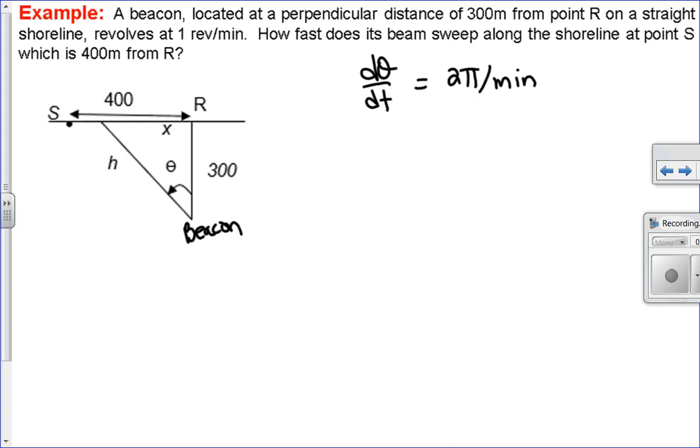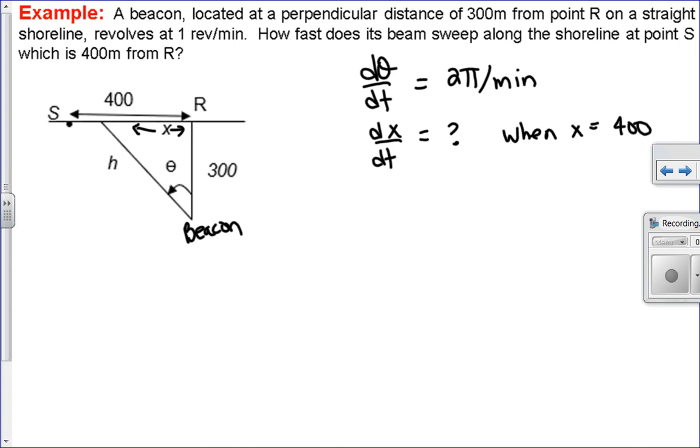How fast does the beam sweep along the shoreline at point S? So we're looking at this distance here for X. How fast does that change? And we want to know how fast does it sweep along the shoreline at point S, which is 400 meters from point R. So in other words, how much does it change when X, the distance, is 400?